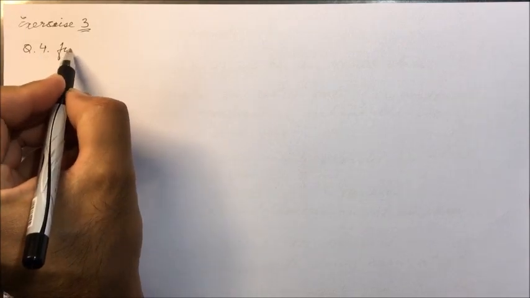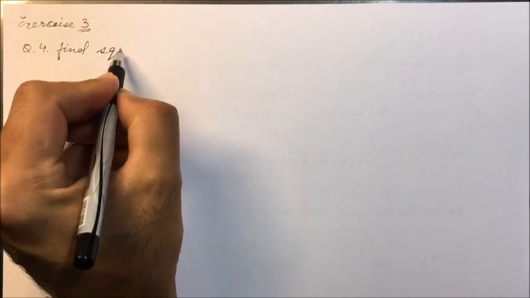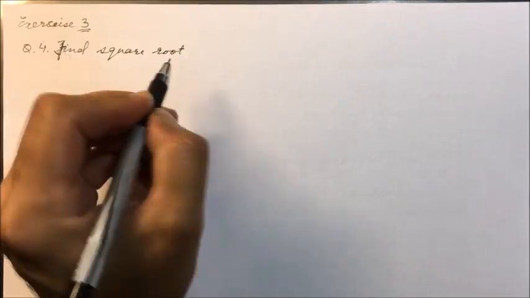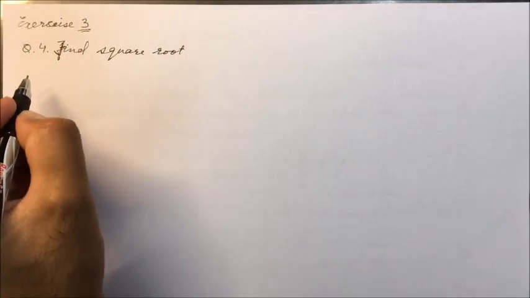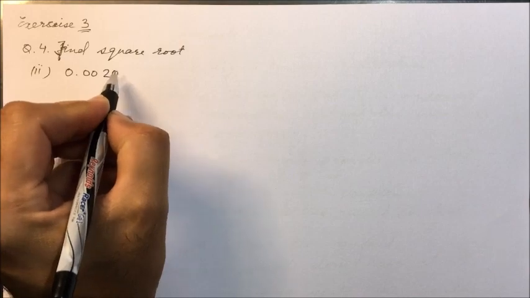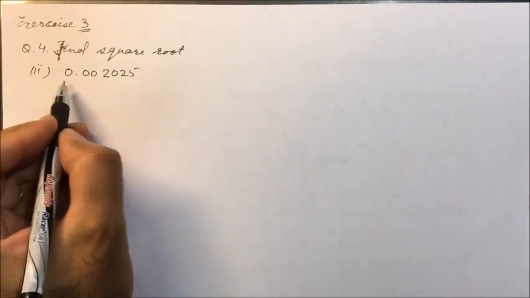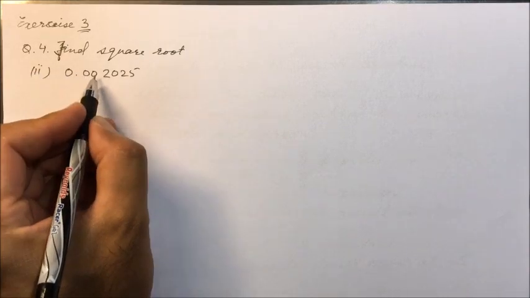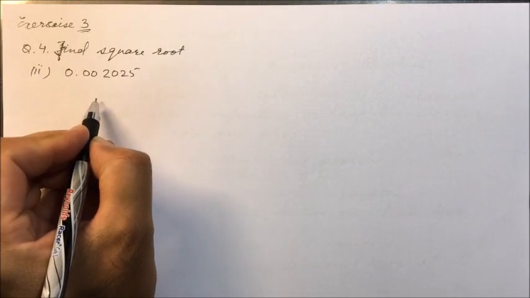Exercise 3, fourth question. We have to find the square root of each of the following. First I'll take the second question, that is 0.002025, and we have to find the square root of this number. This is a decimal number, so we can represent it as a fraction.